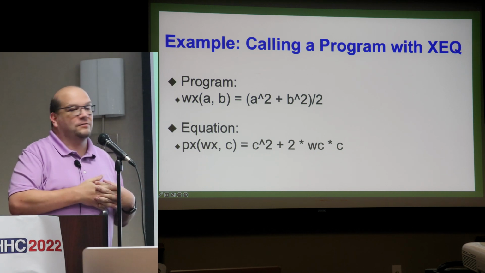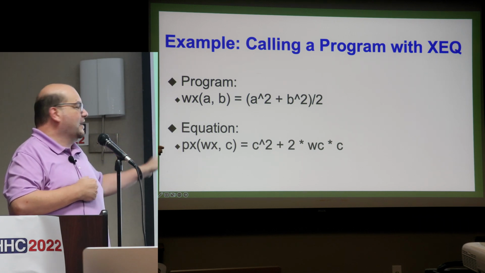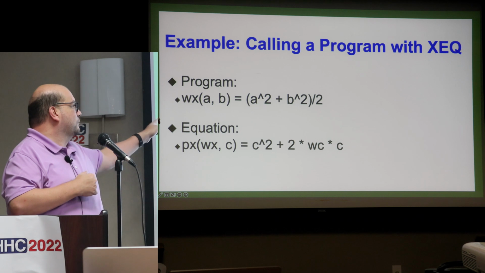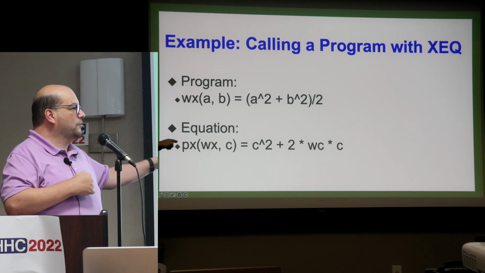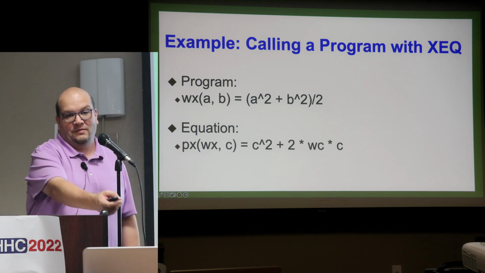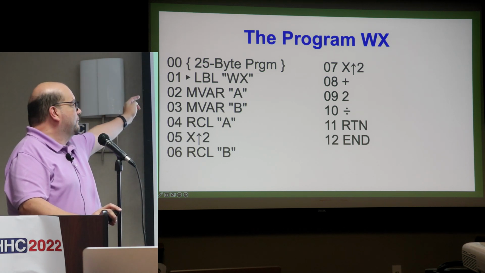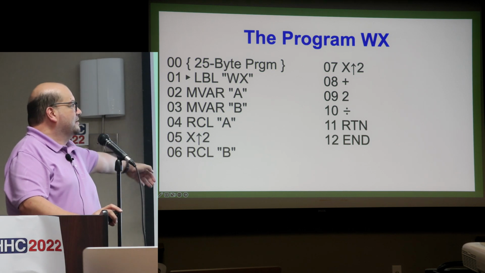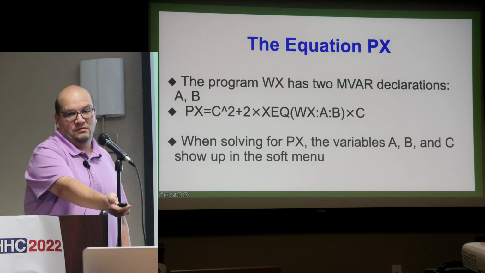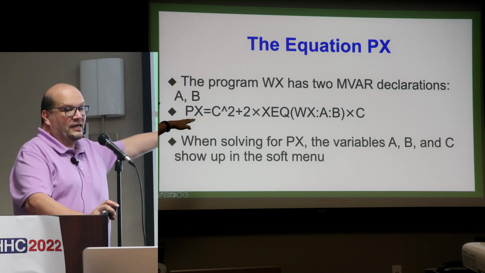So in this example here, I have Wx taking two arguments a and b, and then I have an equation Px, and P of x uses the results of Wx, and then another one c, but I'm going to set that up as an equation. So the program Wx is a pretty small program. I have my MVAR set as A and B, and then I set up my program. And then Px just calls Wx using the execute function.